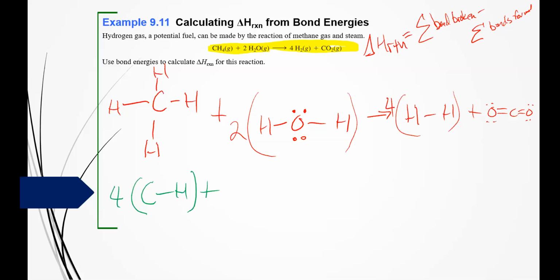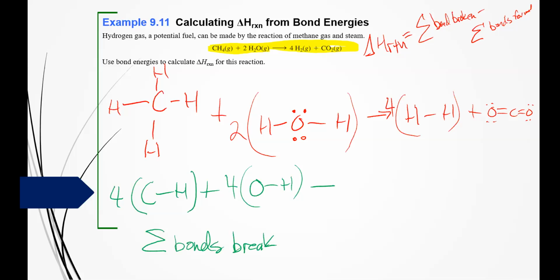What other bond do we need to break? The O to the H. And so one molecule of water has how many of those bonds? 2. And how many molecules of water do we have? We have 2. So total, how many of those bonds do we need to break? 4. 4, very good. So this is all of the ones that we need to break.